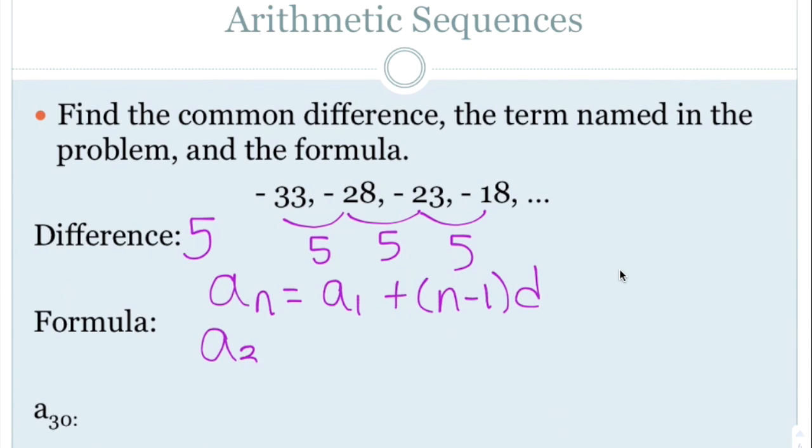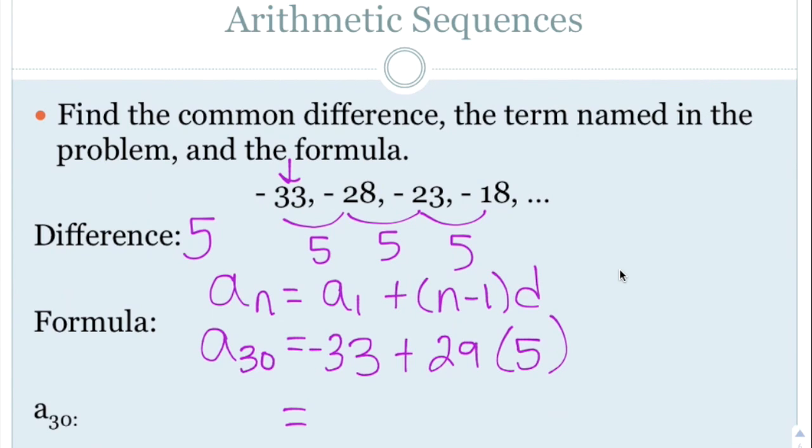So I'm going to plug in 30 for n. My first term is negative 33. n minus 1 is 1 less than 30, so 29. And my difference, like we said, is 5. Well, 29 times 5 is 145. And negative 33 plus 145 is 112. So our 30th term is 112.